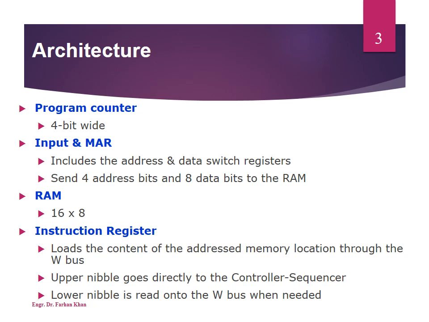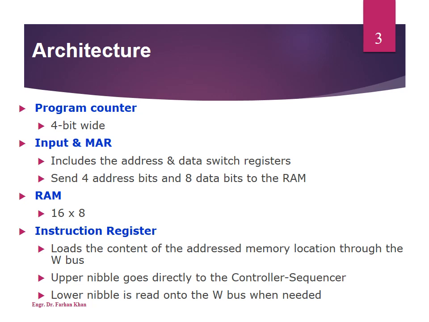Then we have the input and MAR, an input register and a memory address register. Both functionalities are done through a single register. It includes the address and data switch registers. It sends 4 address bits and 8 data bits to the RAM. The RAM is a 16 by 8 memory. There are 16 memory locations and each memory location is 8 bits wide.